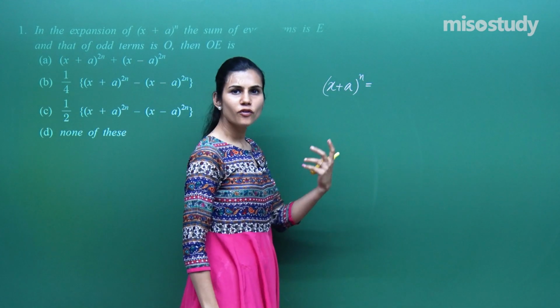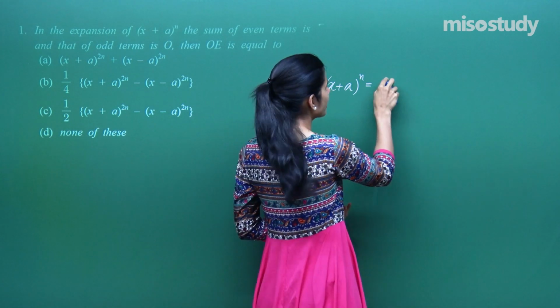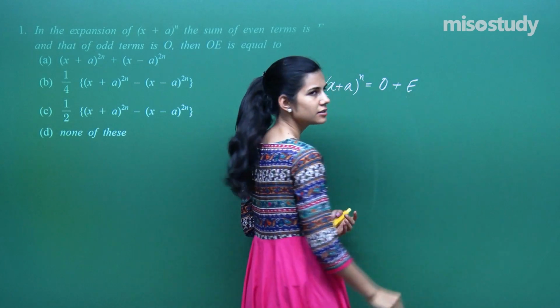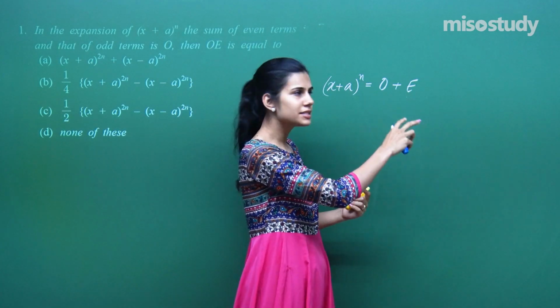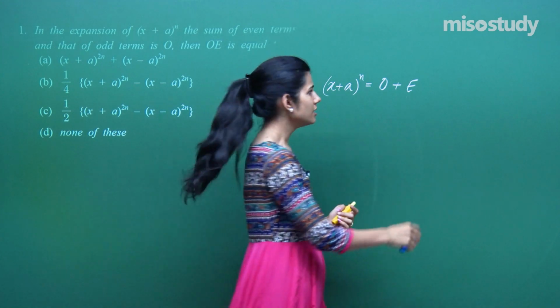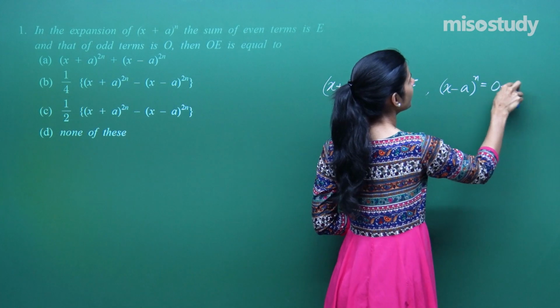this is equal to the sum of all odd terms and even terms in its expansion. So I can say it is equal to o plus e, right? The sum of all odd terms is o and the sum of all even terms is e. So o plus e is (x plus a) whole to the power n. Similarly (x minus a) whole to the power n will be o minus e.